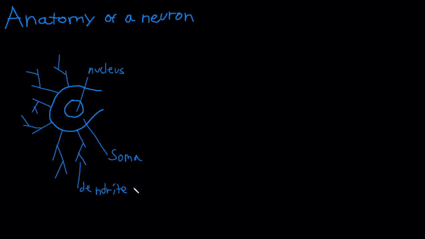Alright, so then coming off of our nucleus and soma right here is called the axon. And axons can vary in length dramatically. They can be very short or over a few feet. And this is called the axon. So let's label this.